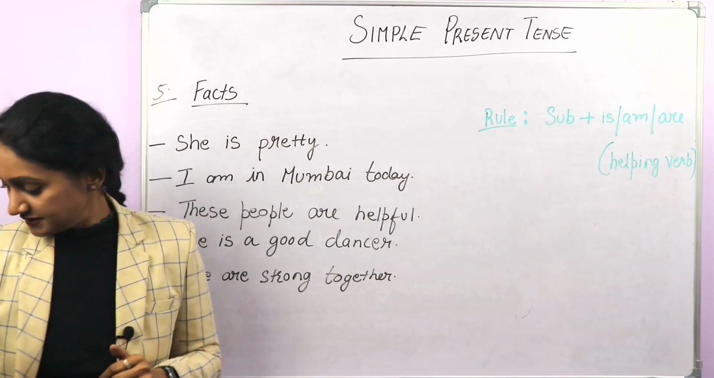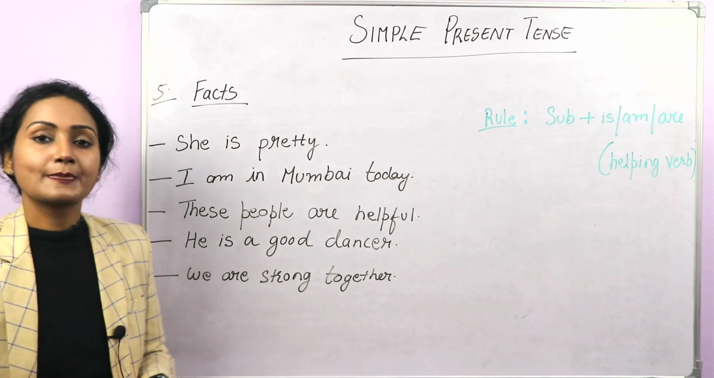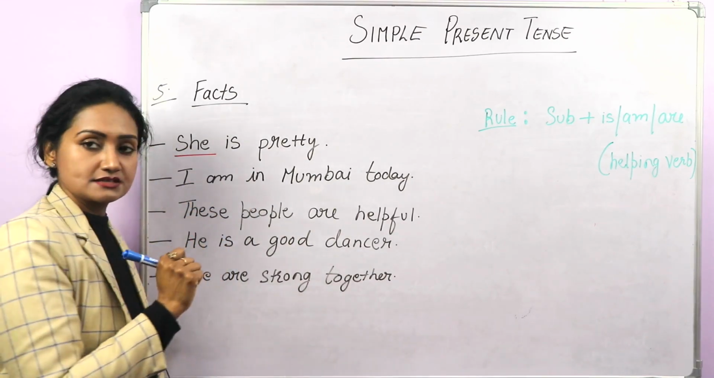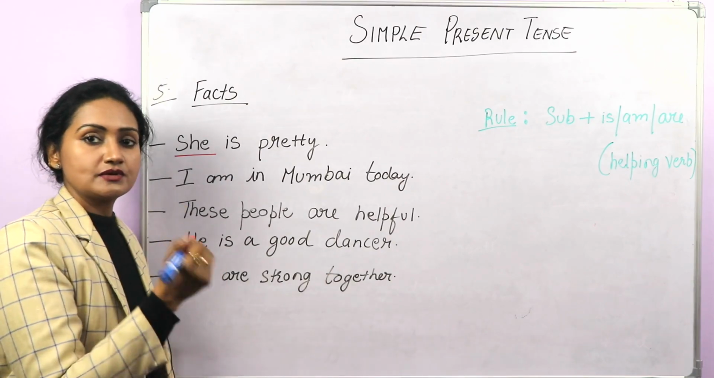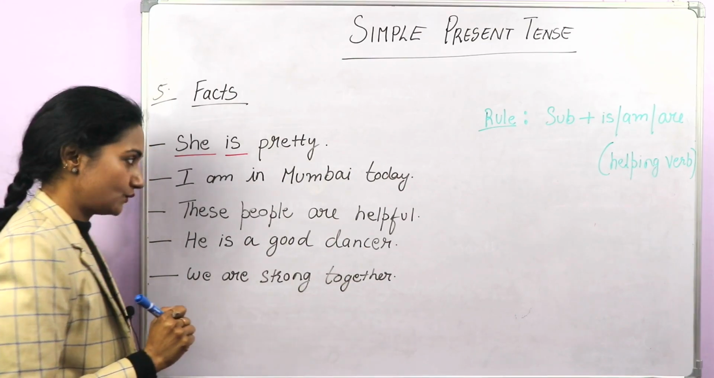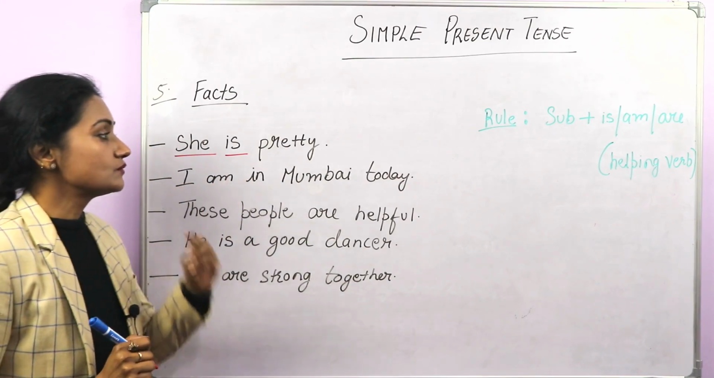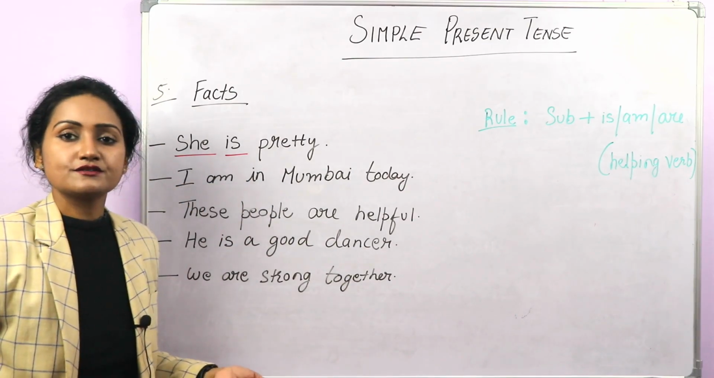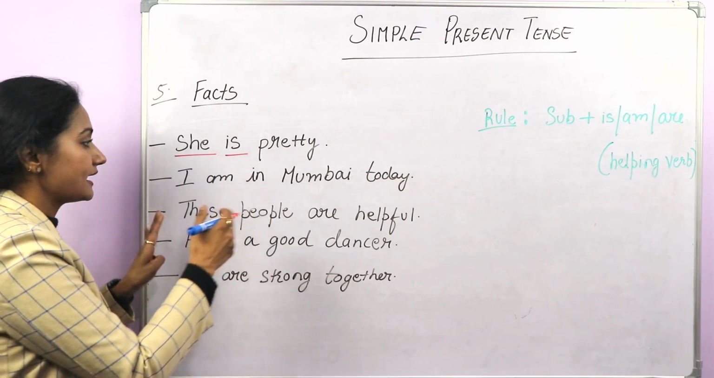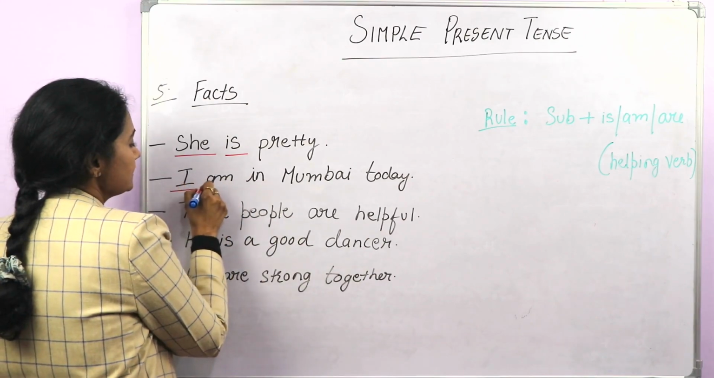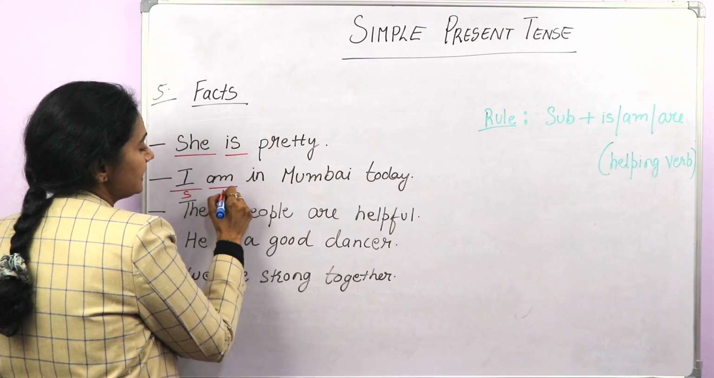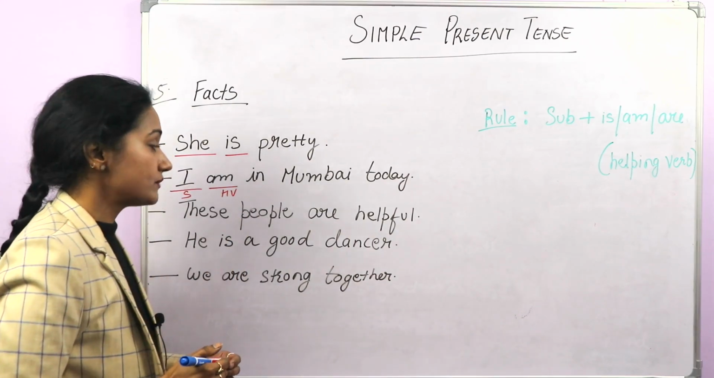She is pretty. So she is pretty: first the subject, she is the subject, and with she we use is. So she is pretty. Okay, now I am in Mumbai today. So again this is a fact, this is a reality. Okay, so there is no action. I am in Mumbai. With I we always use am. So I is the subject and am is the helping verb. I am in Mumbai today.